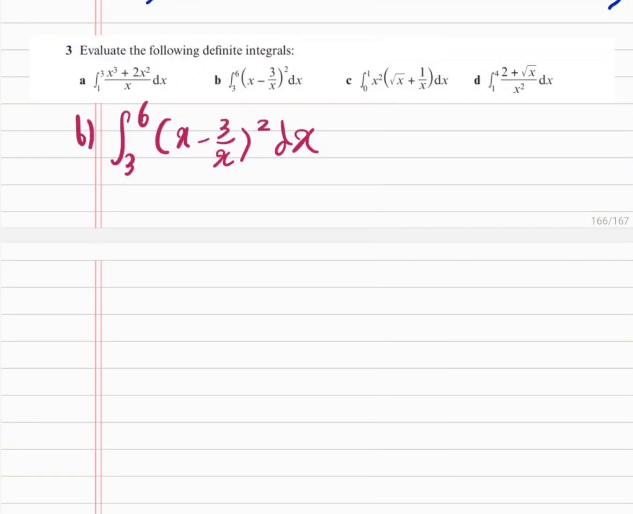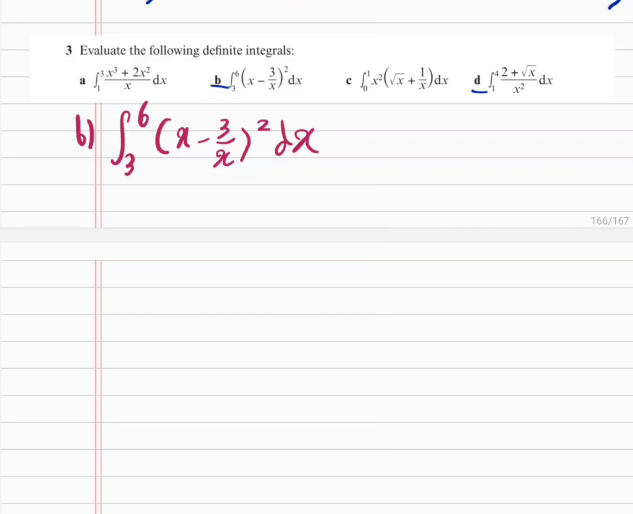Hi everyone, this video is on exercise 13D question 3. In this video, I'm going to do parts B and D. This exercise is all about definite integration, which basically means we have an upper limit and a lower limit, and the output of a definite integral is just a value, it's not a function anymore.